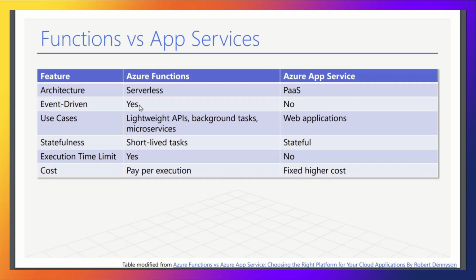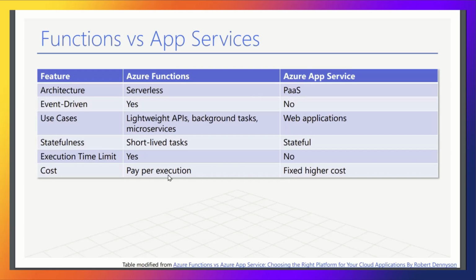Azure Functions is going to be event-driven. Use cases are like lightweight APIs and background tasks, whereas an app service is going to be like a web application. A function has to be short-lived. It can't be something that runs for 30 minutes or something. There's a limit to the execution time.